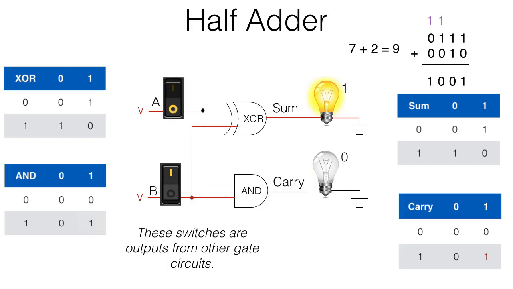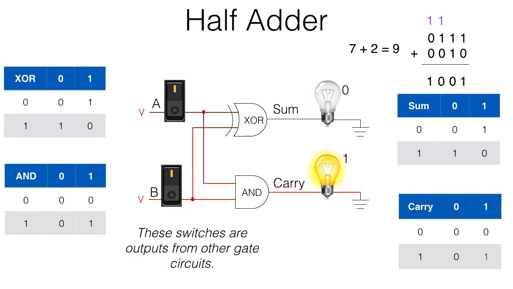Let's look at the next one. Now, all I did here was just switch it. So now A is off and B is on. So it's the same circuit. We're still adding 1 and 0 to it. Let's do the next one. So what do I have now?